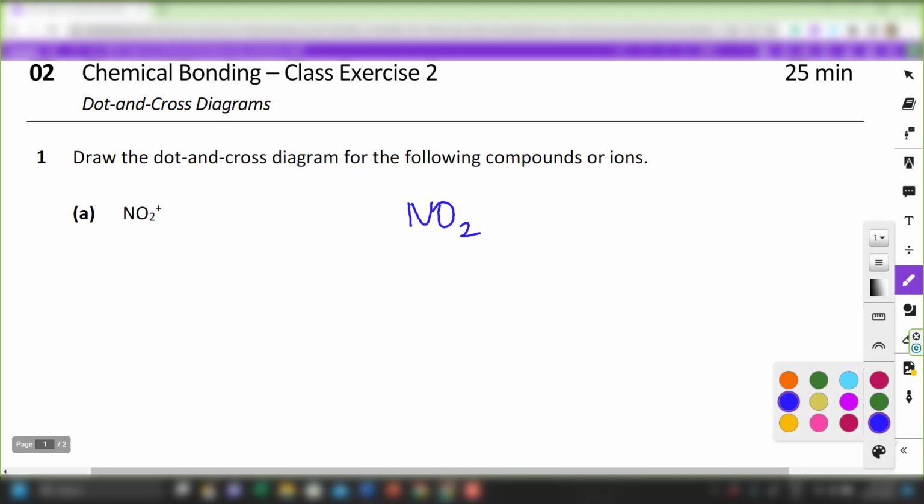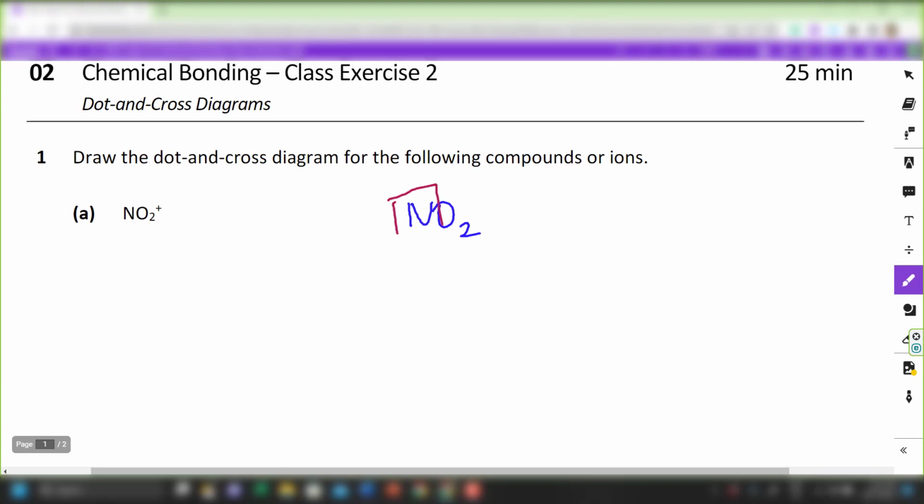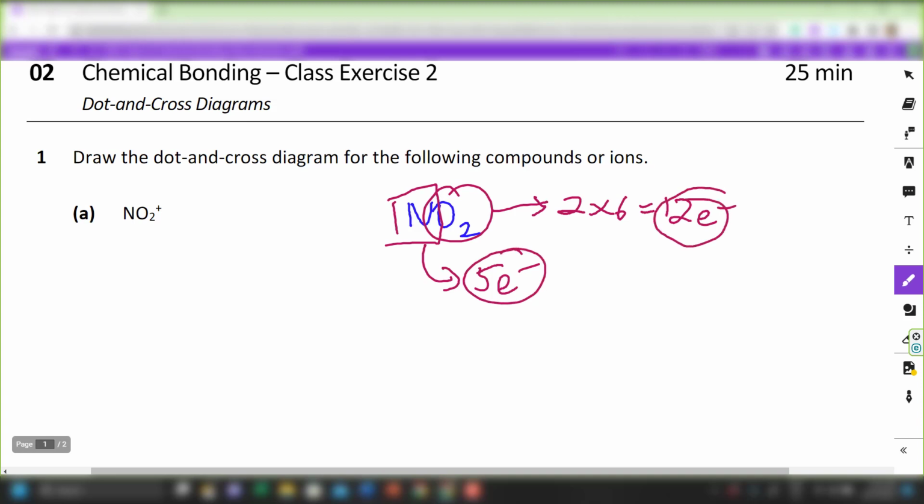So the first thing you might want to do before you draw NO2 is to look at nitrogen and decide how many valence electrons there are. So there are 5 valence electrons. And then you look at oxygen and decide how many valence electrons there are. There are 2 oxygens, so that will be 2 multiplied by 6 equals 12 valence electrons. If you sum up 5 and 12, you end up with 17. 17 is an odd number.